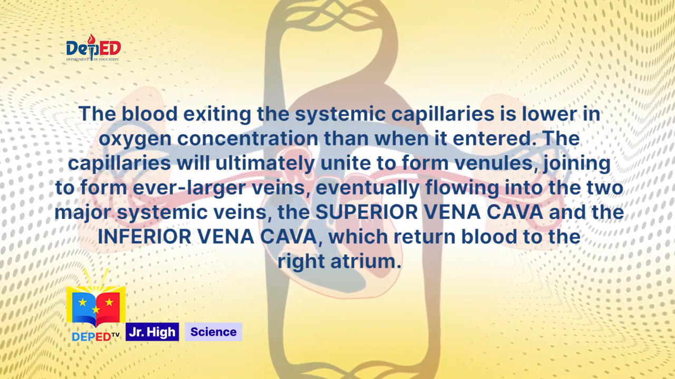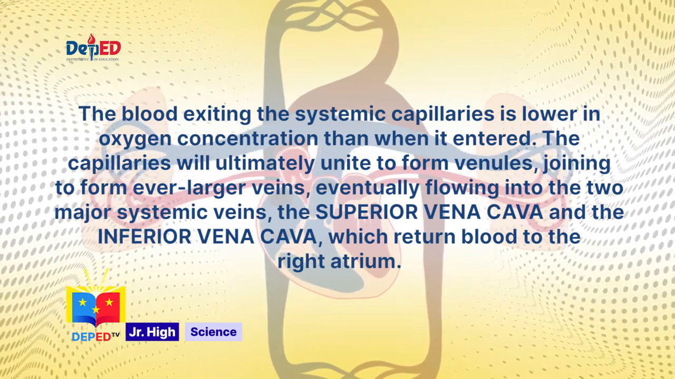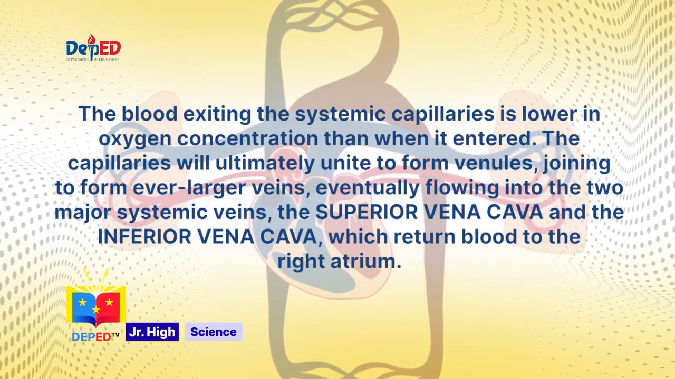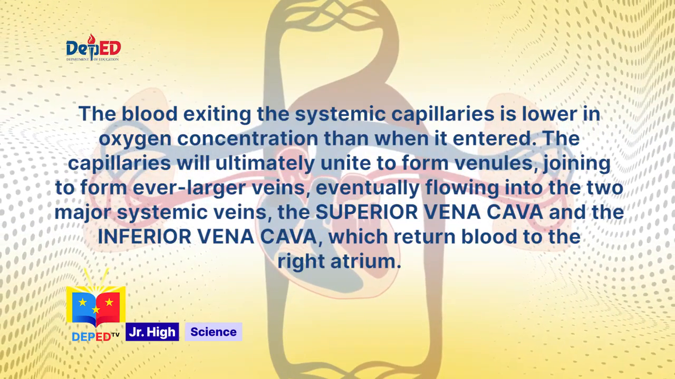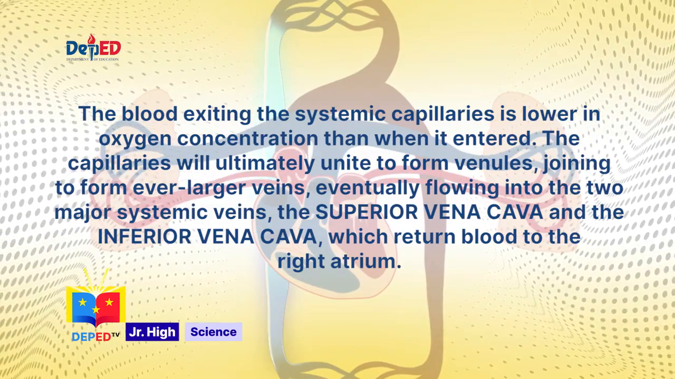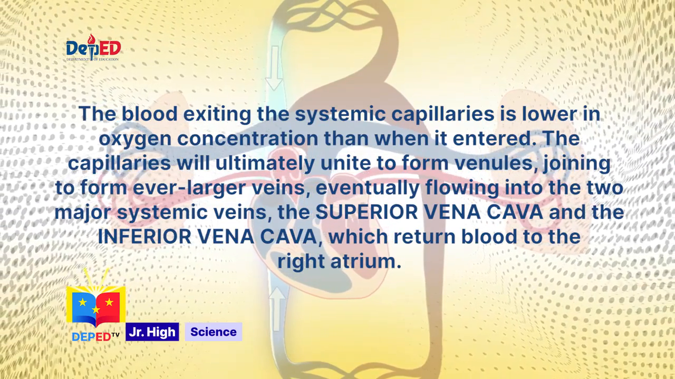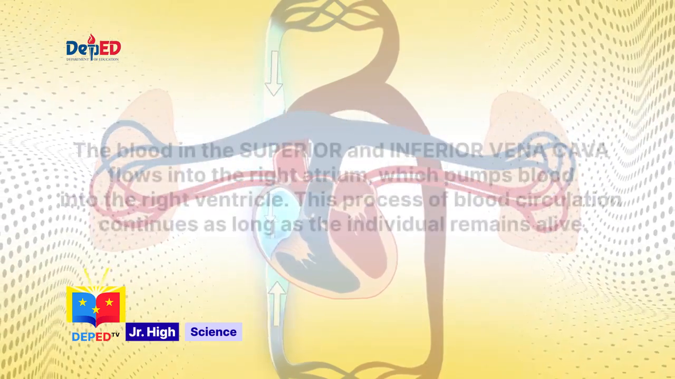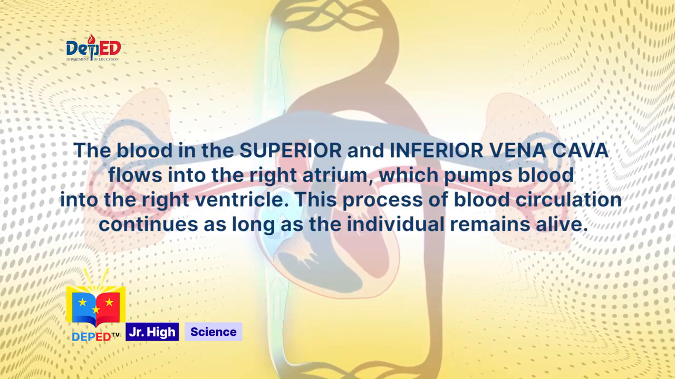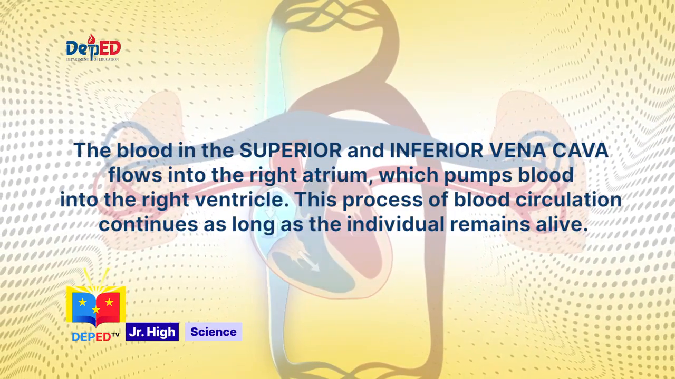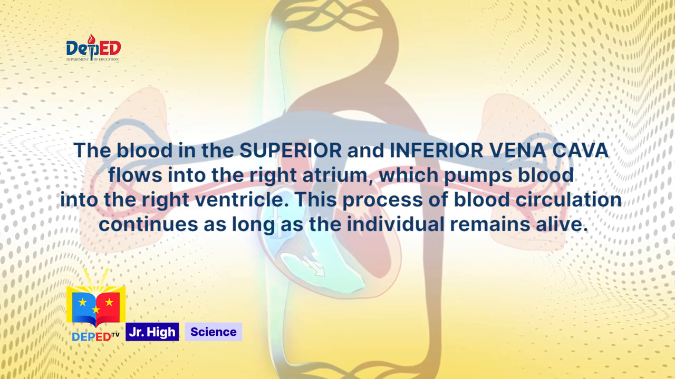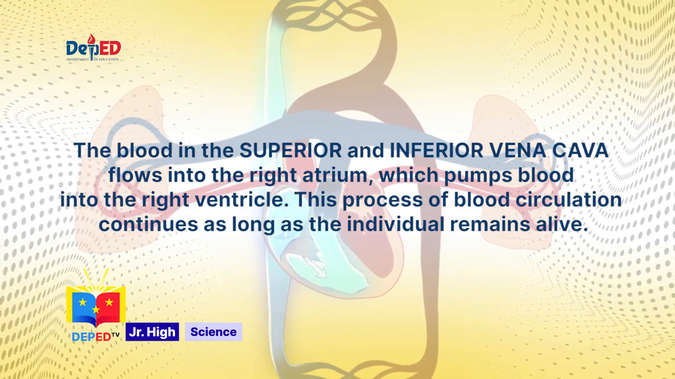The capillaries will ultimately unite to form venules, joining to form ever larger veins, eventually flowing into the two major systemic veins, the superior vena cava and the inferior vena cava, which return blood to the right atrium. The blood in the superior and inferior vena cava flows into the right atrium, which pumps blood into the right ventricle. This process of blood circulation continues as long as the individual remains alive.